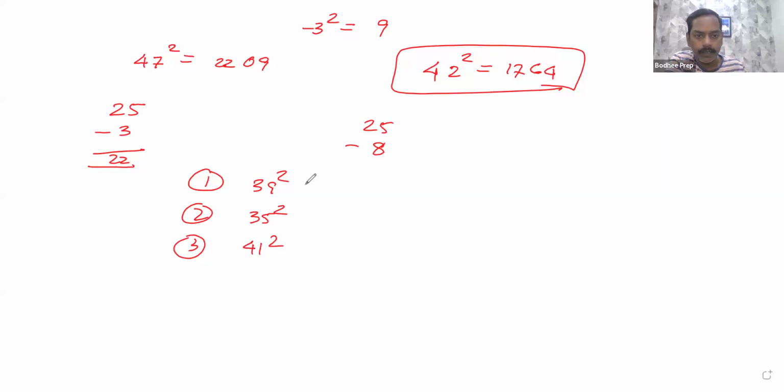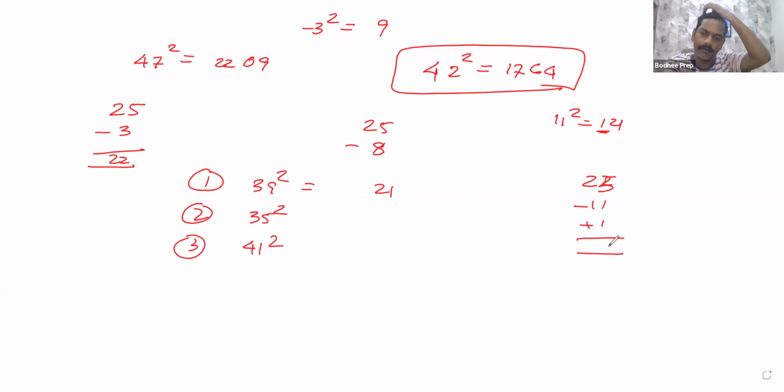Okay. So for 39, what we have to do is that comparing with 50, it is 11 less. So 11 square is 121. So we'll be writing 21. 1 is carry forward, right? Next is 25 minus 11 plus 1. So effectively, we are deducting 10 from 50 and 10 from 25. So it comes out to be 15. So 39 into 39 is 1521, right?